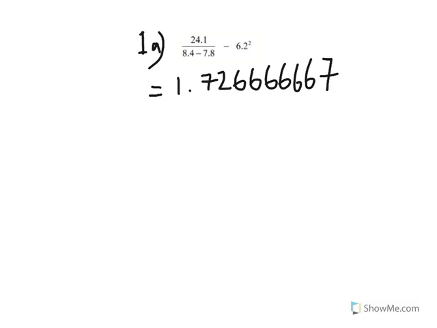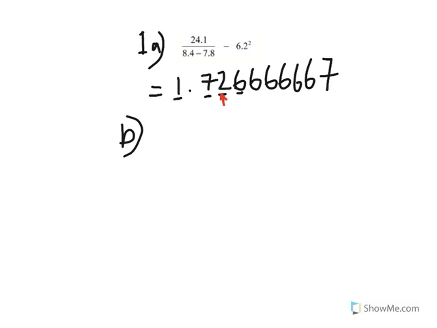Now the next question, 1B, is asking you to put this in three significant figures. Now this is pretty simple. When you're putting in significant figures, you take the first three numbers, so 1, 7, and 2, and then you look at the fourth number. If the fourth number is 5 or above, this number gets rounded up. If it's below 5, this number stays the same, the number which the red arrow points to.